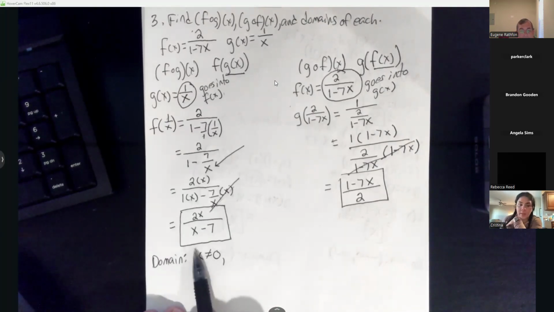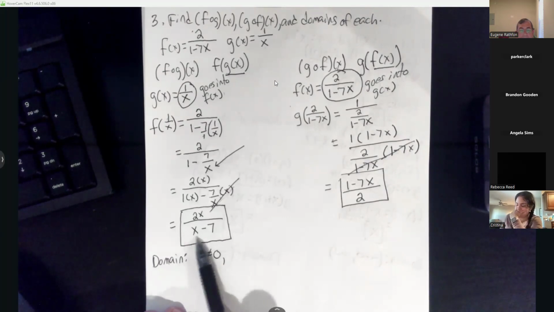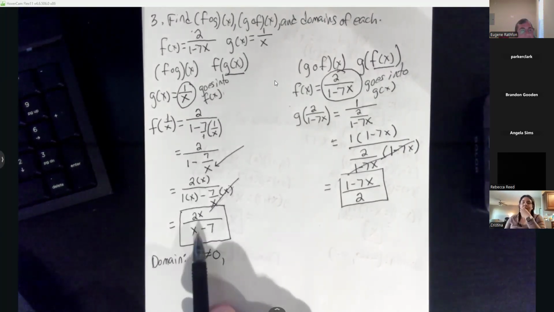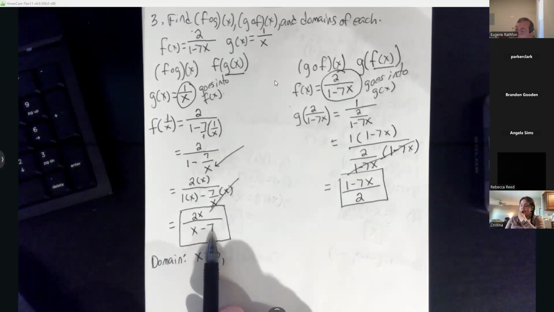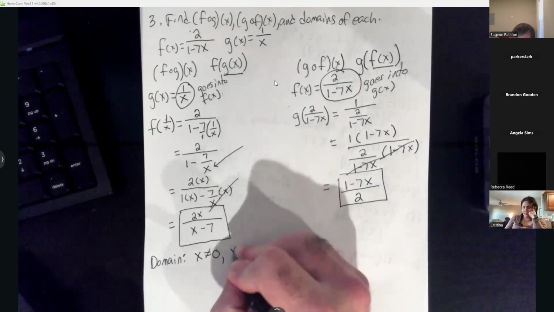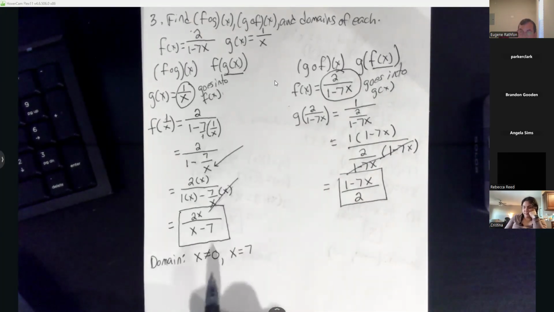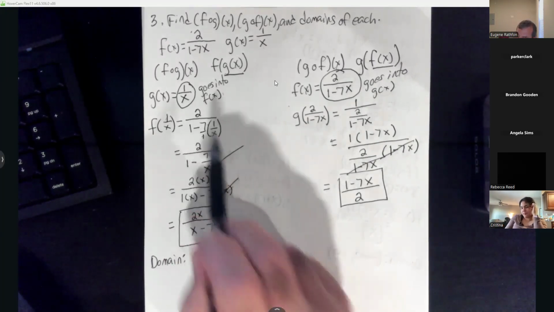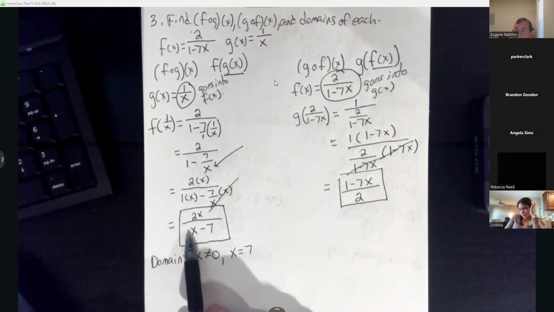Now, what about when you got to this final part? What number can this x not equal right here? Good job, y'all. That's a 7, right? Because if you put a 7, 7 minus 7 would make that 0. So we got to exclude the 7 also. So I know for this one, x cannot equal 0 because of the 1 over x. And then x cannot equal 7 because of that x minus 7.